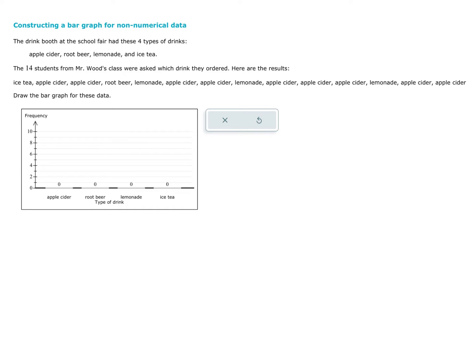Let's look at another example. It says the drink booth at the school fair had these 4 types of drinks. So we have apple cider, I'm just going to abbreviate that, root beer, lemonade, and iced tea. And we're going to make ourselves a frequency chart here. So I see iced tea 1. Let me look for any more. I only see 1. Apple cider 1, 2, 3, 4, 5, 6, 7, 8, 9.